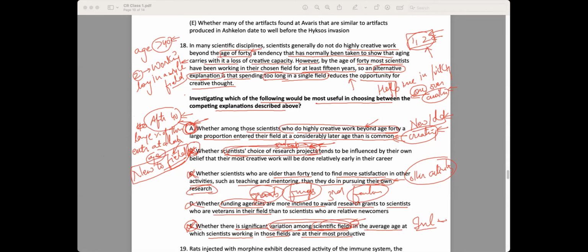Yes. See, option E says that in one field they might be more creative, in another field they might be less creative. So it's not touching upon any of the two explanations offered. I want to at least support one of the explanations, if not the other one. Okay? So that's why option E is out. A is the only option we can pick.